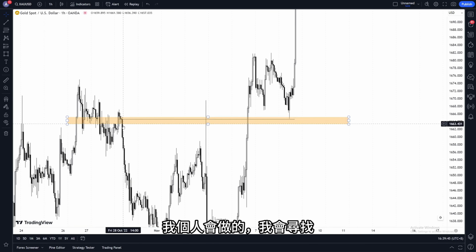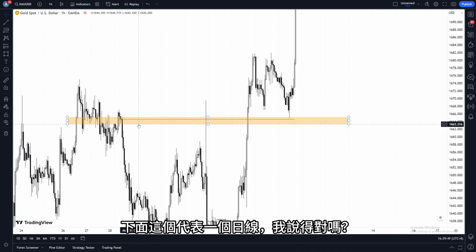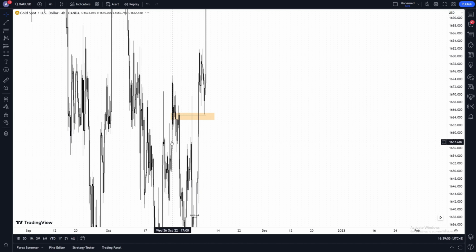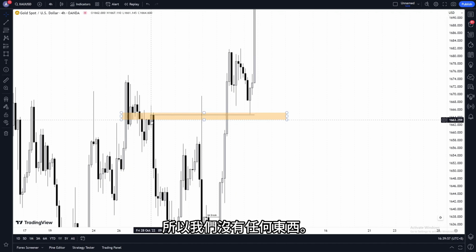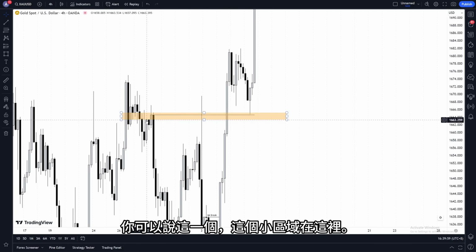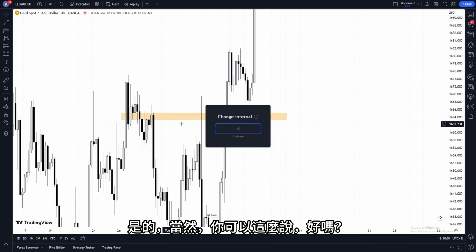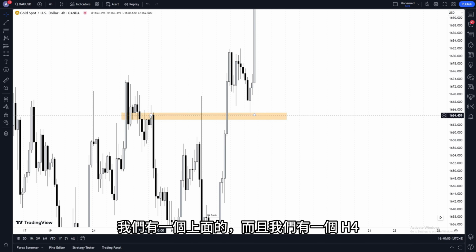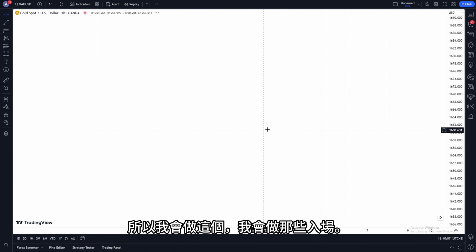What I would have personally done, I would have looked for something inside here. See the bottom one? The bottom one stands for a daily. Am I right? Let's look at the bottom one again. See this daily? I will go and look there for a H4, H1. I'll go and look there. All right, so we don't have anything. You could say this one, this little zone over here. Yeah, sure, you can say that. But the top one is the best. We have a top one and we have a H4 right below that. So I'll take those entries.